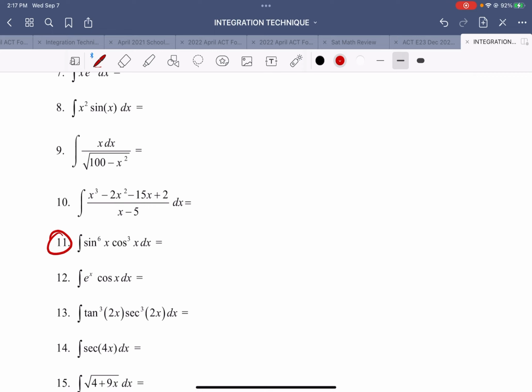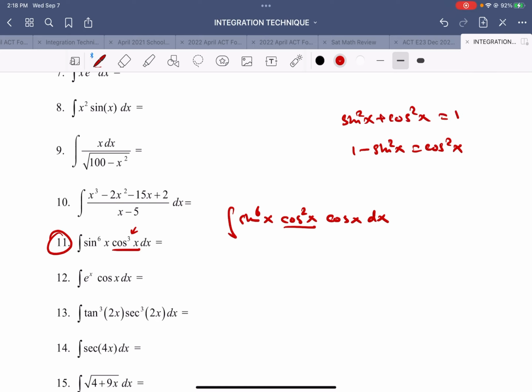For number 11, one way you can do it is if you have any odd power, you have to manipulate that one. So sine to the 6th power, you keep it like that, but cosine squared x and then cosine x dx, you make it even power. And then we know that cosine squared x is 1 minus sine squared x, because sine squared x plus cosine squared x equals 1. The identity we talked about. So I'm going to replace it: sine to the 6th power x, 1 minus sine squared x, and cosine x dx.